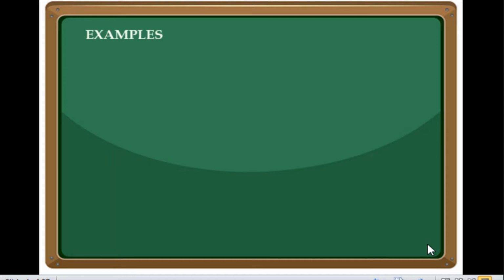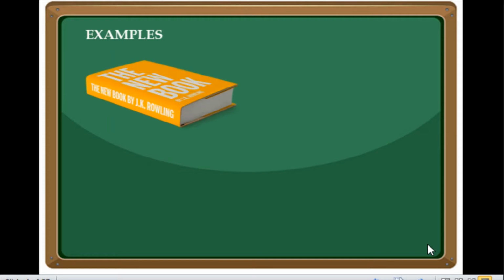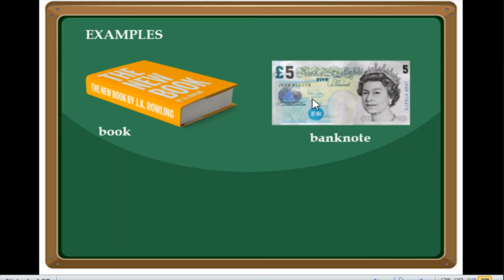You can see a lot of examples of equiangular quadrilaterals in real life. Example number 1. What is this? Good job! It is a book. And a book is an example of an equiangular quadrilateral. What else? You saw it right. It's a banknote. A banknote is another example of an equiangular quadrilateral.